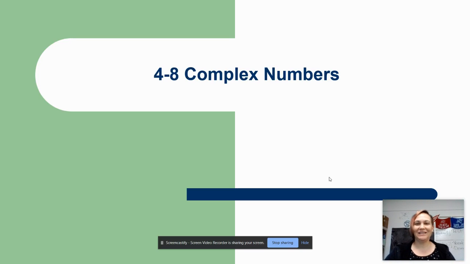Hi, guys. In this chapter, we're going to skip around a lot. So we're still in chapter 4, but now we're doing section 4-8, which is called complex numbers. In our first video today, we're going to focus on just radicals, which is another way of saying a square root. And then we'll get into complex numbers in the second video. But let's just start with what we're used to, which is square rooting a number.